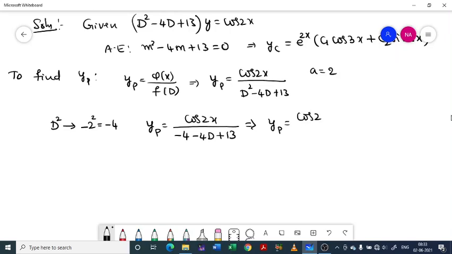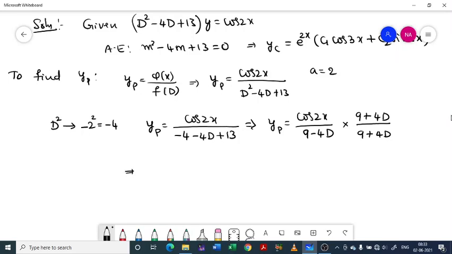So you get yp to be cos 2x divided by minus 4D plus 9. So that is 9 minus 4D. Or you can do minus 4D plus 9, then take the negative sign outside, it will be 4D minus 9, multiplied and divided by 4D plus 9. So I will make it simpler, try to make it simpler always. So 9 plus 4D divided by 9 plus 4D.